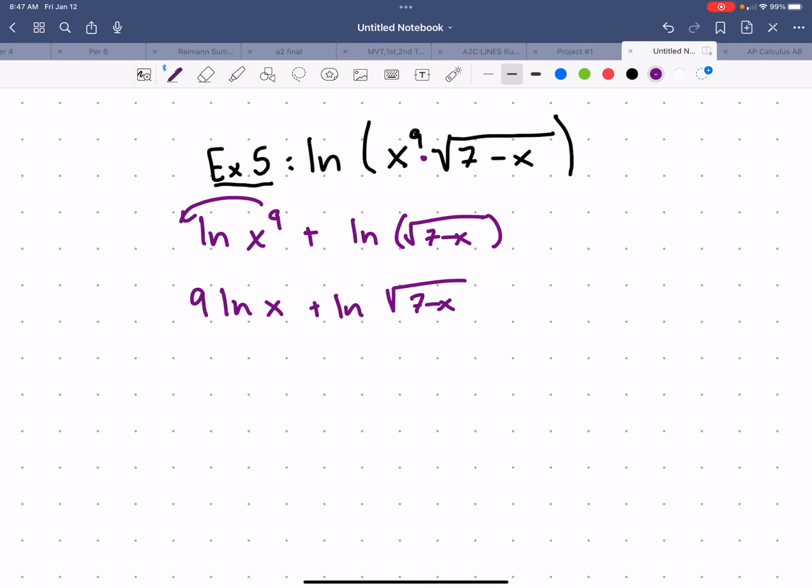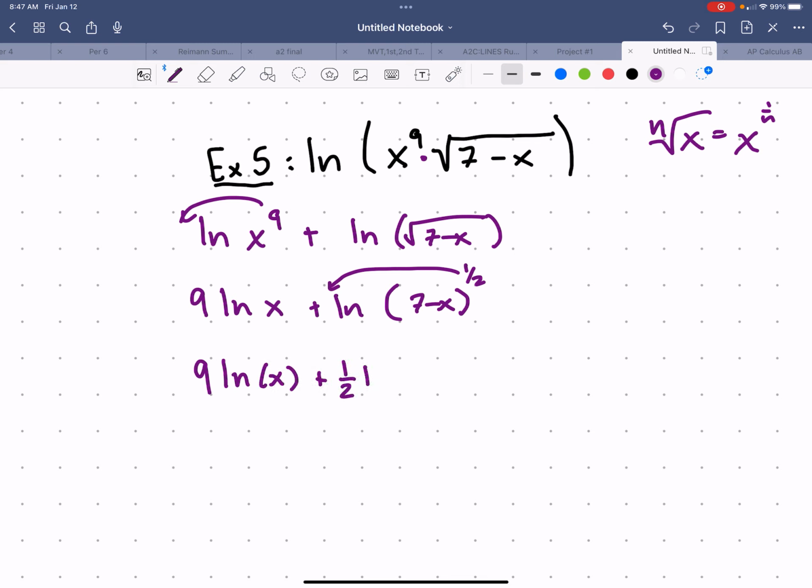Now you might think we're done, but we're actually not. We're not going to write a square root. You can rewrite square roots or any radical as a fractional exponent, 1/2. In general, the nth root of x is rewritten as x to the 1 over n. Because it's a square root, we use the number 2. And now we want to bring that fraction to the front. Otherwise, you're not done expanding. So you're going to have 9 ln of x plus 1/2 ln of 7 minus x. And that's going to be my final answer.